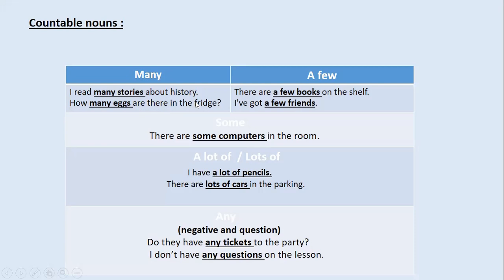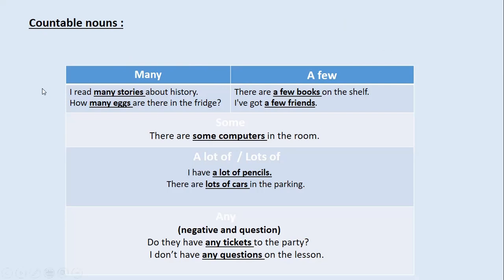What about expressing a small amount? كمية صغيرة. We use a few. So for countable nouns عشان أعبر عن كمية قليلة نستخدم a few. There are a few books on the shelf. Few books. We can count the books. نقدر نعد البوكس. So there are a few books on the shelf. I've got a few friends. أنا أمتلك a few friends. القليل من الأصدقاء. So these two quantifiers are used especially for countable nouns.